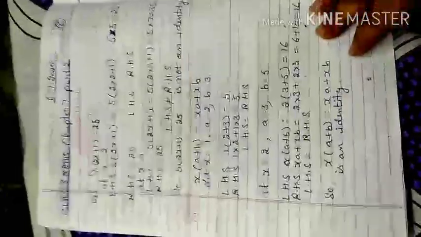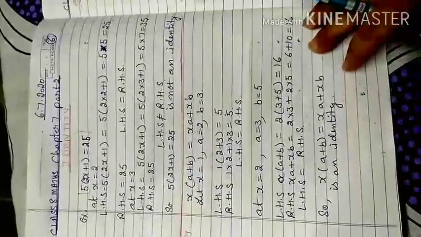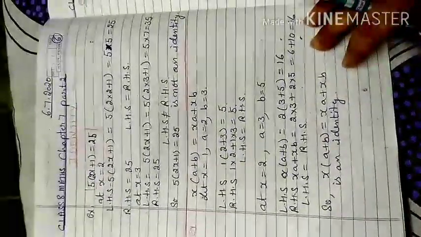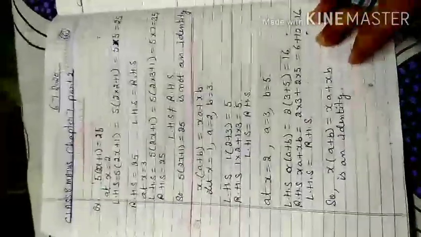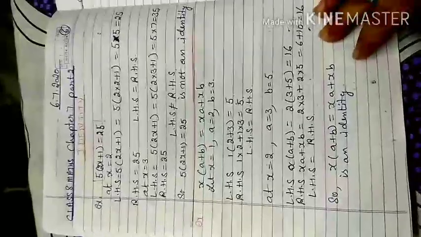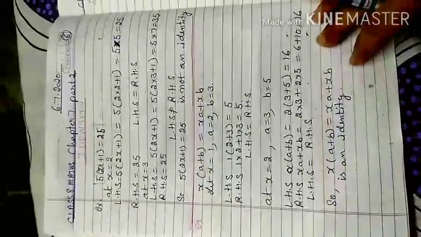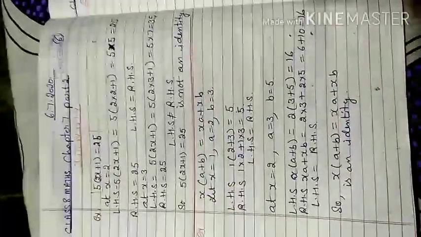Next, I will explain again what an identity is. I already told you, if some variable is on the left hand side and some variable is on the right hand side, and on applying any value the answer is the same every time, the left side is equal to the right side, so that will be considered an identity.